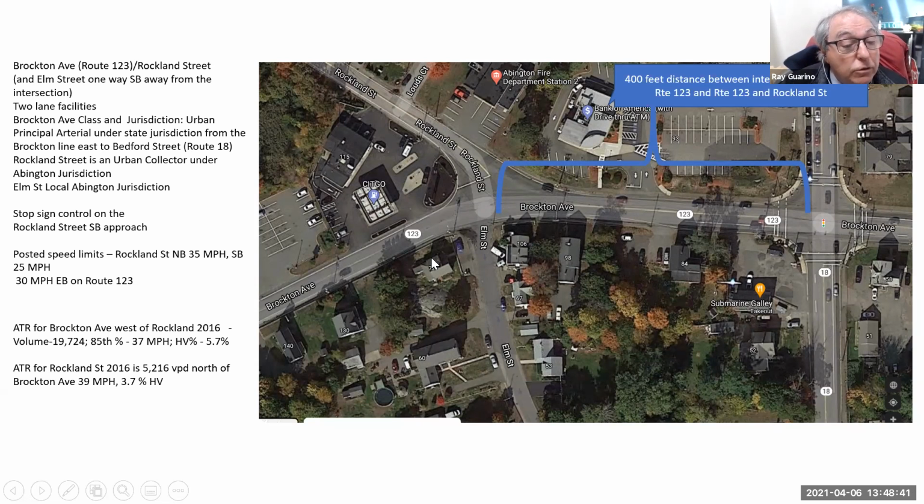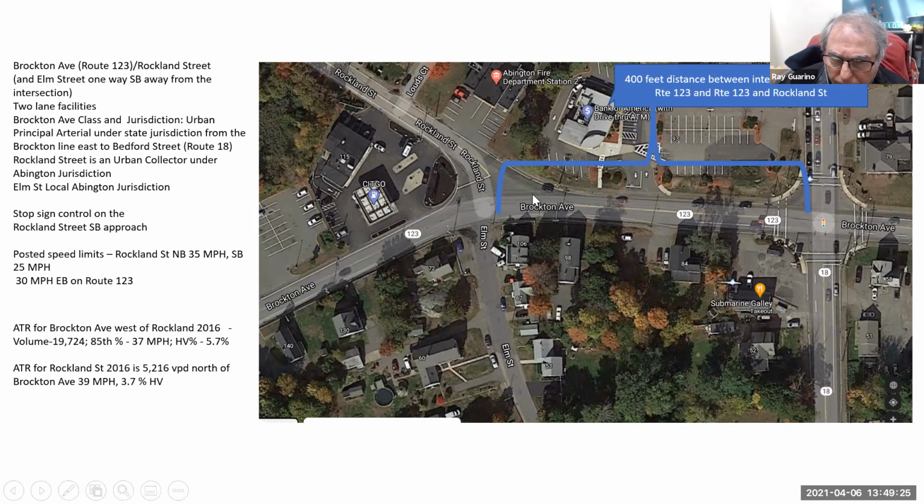The average daily traffic volume back in 2016 for Brockton Ave was 19,724 vehicles per day. The 85th percentile speed was 37 miles per hour, and approximately 5.7% of the traffic was heavy vehicles. The average daily traffic for Rockland Street in 2016 was 5,216 vehicles per day north of the intersection, with an 85th percentile speed of 39 miles per hour, and 3.7% of the traffic was heavy vehicles.